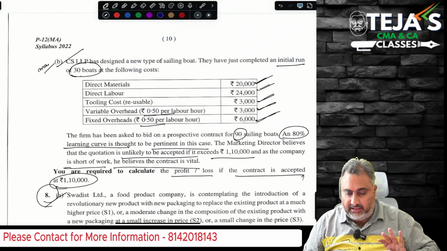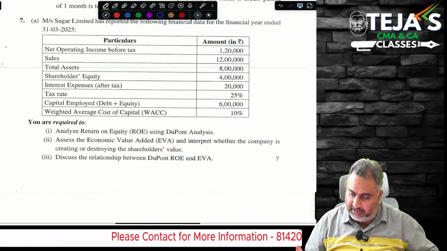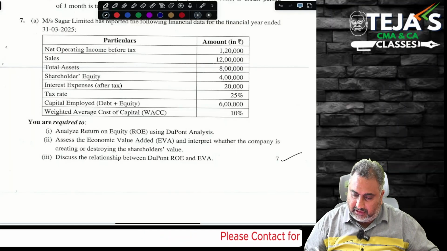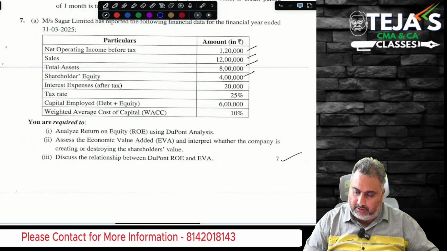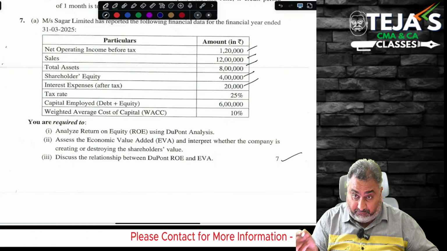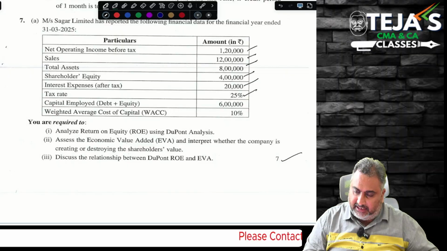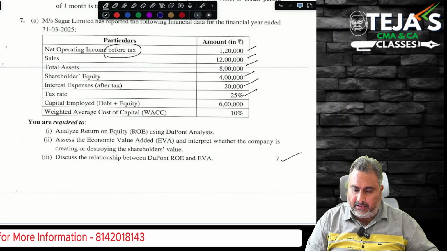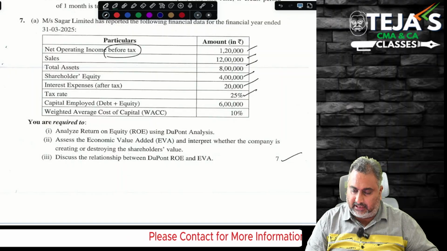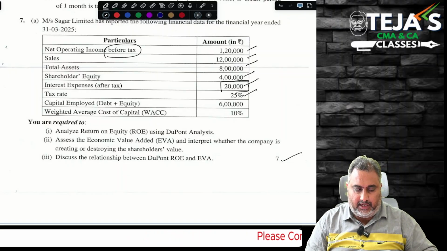14 marks easy question. I am not saying that you can get... And I told you EVA question compulsory. Net operating income before tax, sales, total assets, shareholders equity, interest expenses after tax, and tax rate also given. If this is before tax, you need to deduct that part. Then you need to add back your interest after tax. Anyway they given, if you add you will get NOPAT.